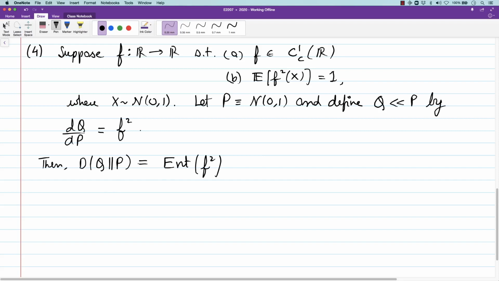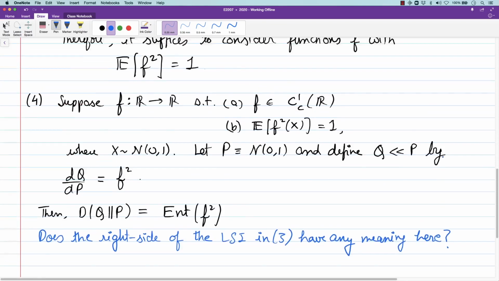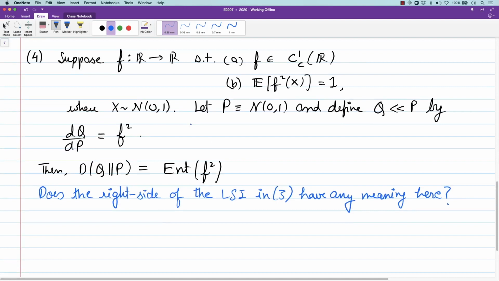So this is saying that the left side of the log-Sobolev inequality that we want to prove can be expressed as a divergence between q and p. But what about the right side? Does the right side of LSI in 3 have any meaning here? We saw that the left side is just the divergence. What about the right side? It turns out that in fact the right side also is a rather interesting quantity, and we will tell what that is.